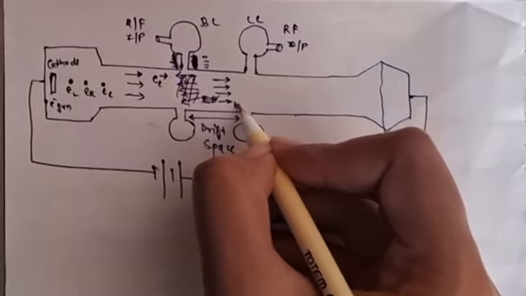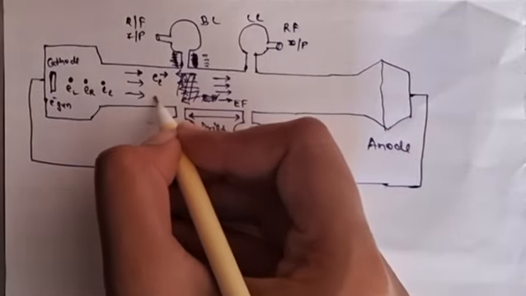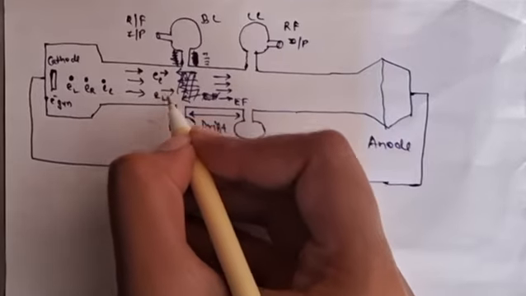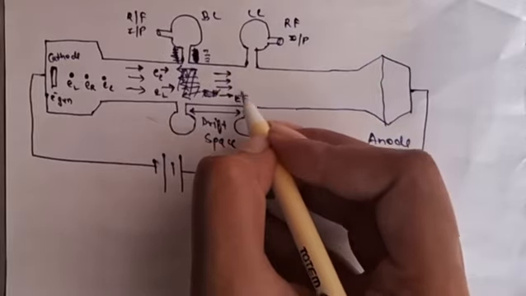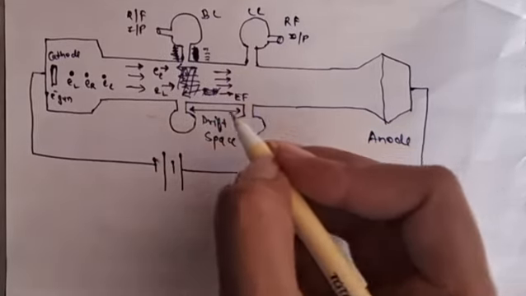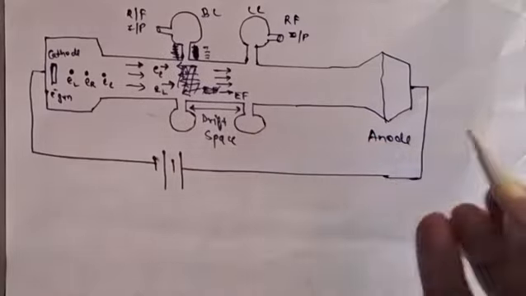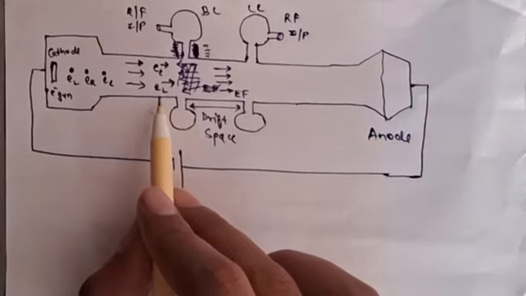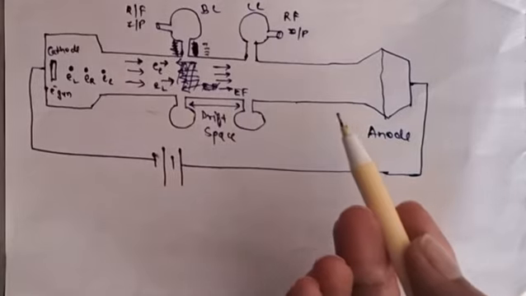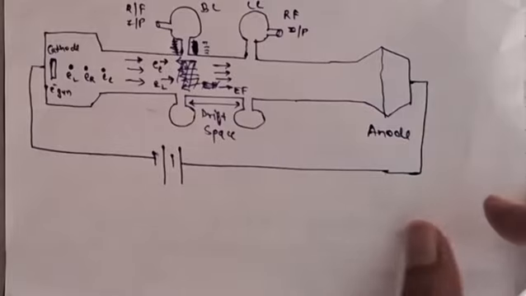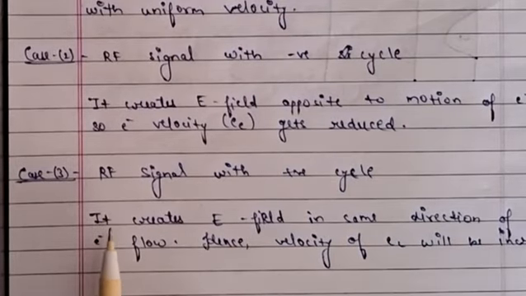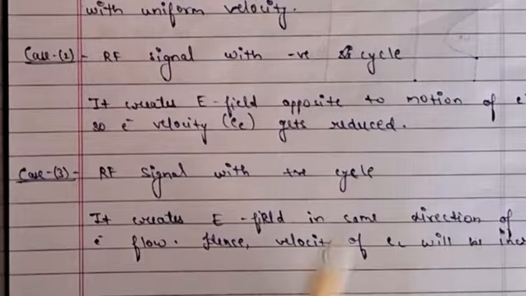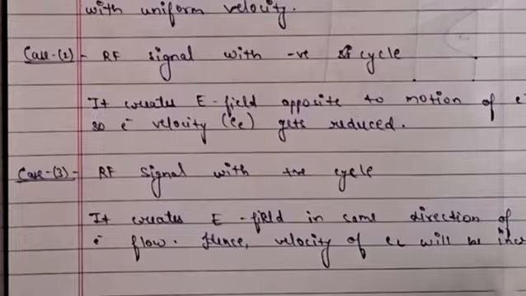So for example, the late electron that is moving in this direction gets affected by electric field in drift space, and because the electric field is in same direction of motion of late electron, the speed of late electron is increased. I have mentioned the point here as well. It creates electric field in same direction of electron flow. Hence, the velocity of late electron will be increased.